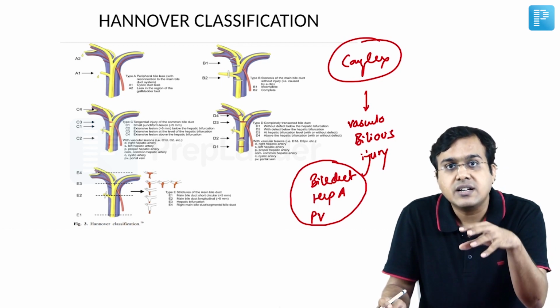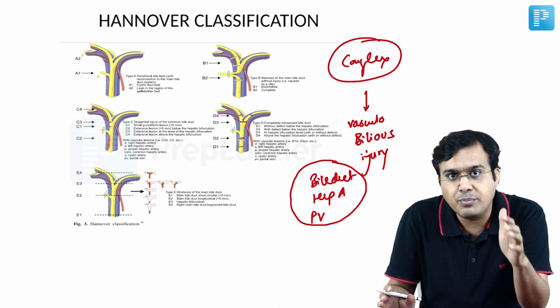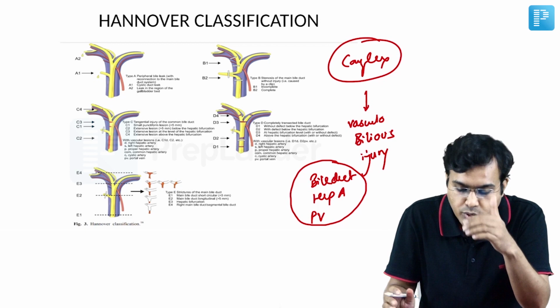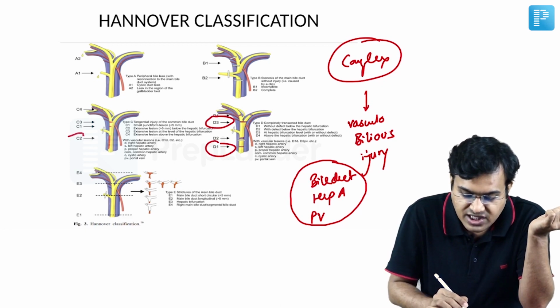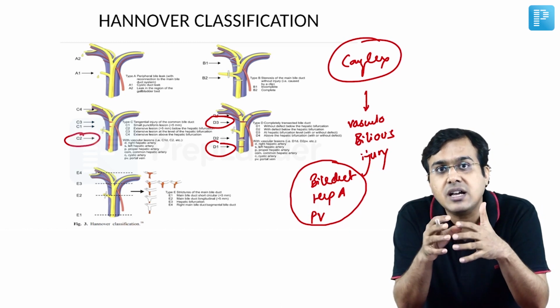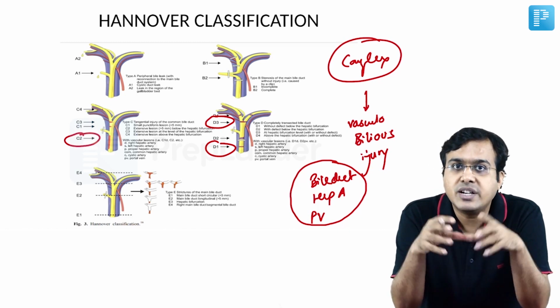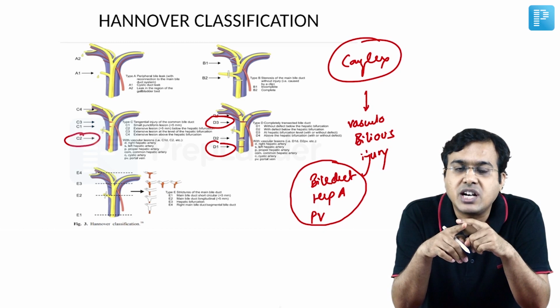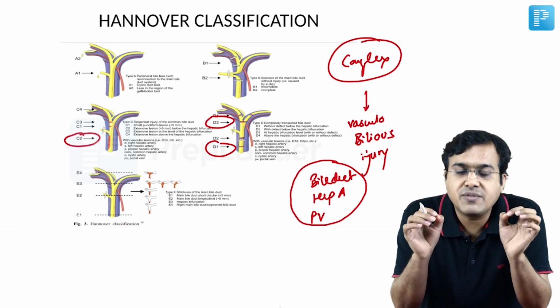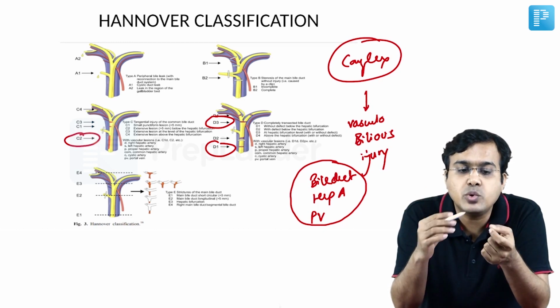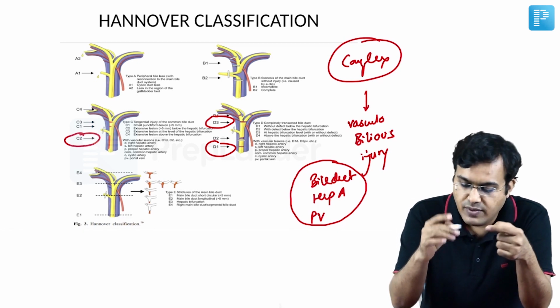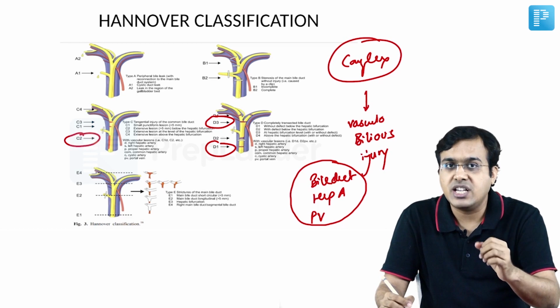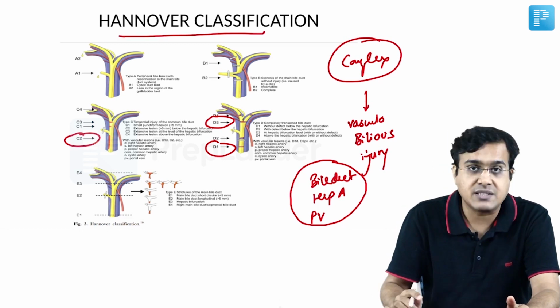If you can look at this picture and remember it, well and good. Questions are usually not asked about what is D1 or what is D4 or what is C2. I have never ever seen a question being asked on this. You can just remember one aspect about the Hannover classification. It is a classification which comprises injury to all the aspects, that is bile duct, portal vein, hepatic artery. Vasculobiliary injuries are included in the Hannover classification.